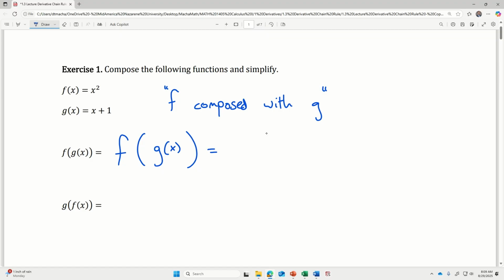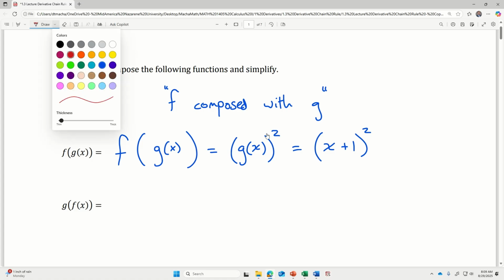And so if f of x is x squared, then f of g of x is going to be g of x squared. And if g of x is x plus 1, then this is the same thing as x plus 1 squared. Does that make sense? Okay.